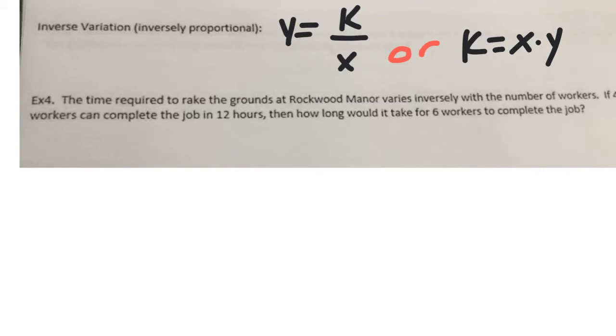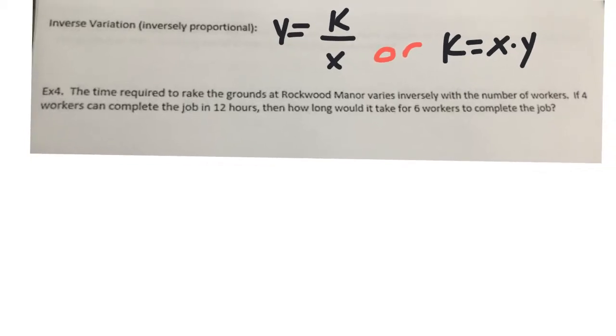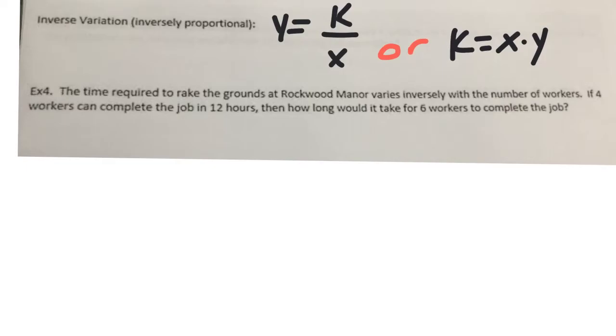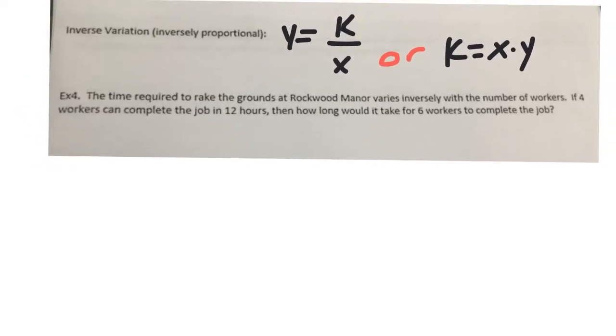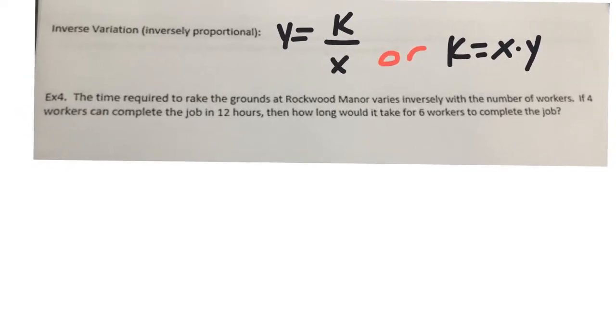Okay, so let's look at what kind of problems we're dealing with here. The time required to rake the grounds at Rockwood Manor varies inversely with the number of workers. So if 4 workers can complete the job in 12 hours, how long would it take 6 workers to complete the job? So what do we expect to happen here? If we have more workers, the time it takes us to do the project is going to decrease. So that's why it's inversely proportional.